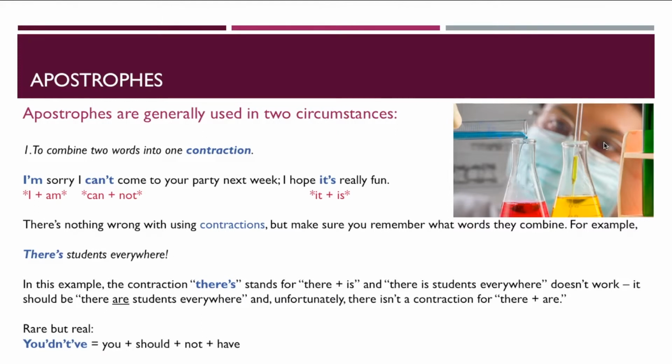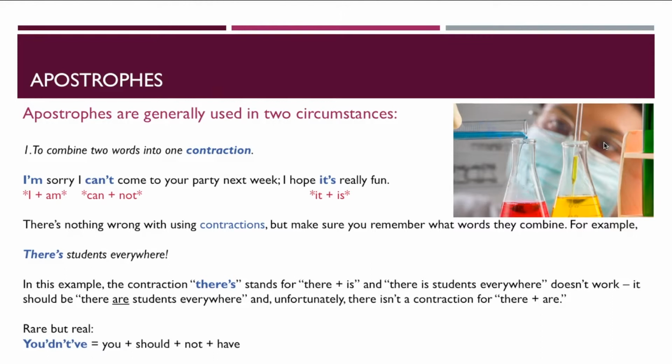First, they're used to combine two words into one contraction. I'm sorry, I can't come to your party next week. I hope it's really fun. Here, I'm is a contraction that combines I and am, can't combines can and not, and it's combines it and is. There's nothing wrong with using contractions, but make sure you remember what words they combine.